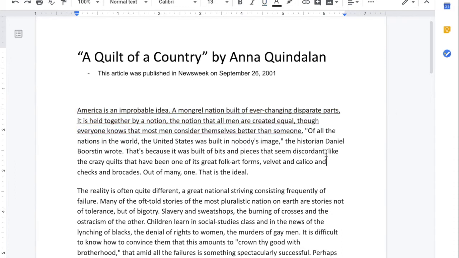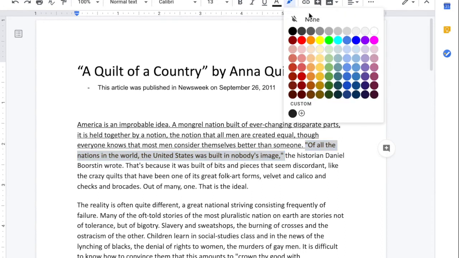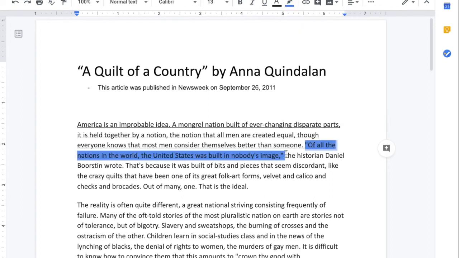So if we're also looking at the first paragraph, we're going to read, of all the nations in the world, the United States was built in nobody's image. And if you pay attention, that is in quotation marks. She's quoting. If you read, you also might have noticed that there's quotation marks here. So these quotation marks tell us that this isn't her original idea. It's the historian Daniel Boorstin. So we're going to highlight this in blue for source information.